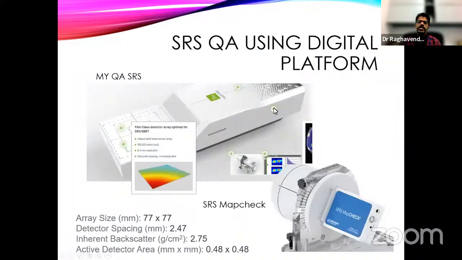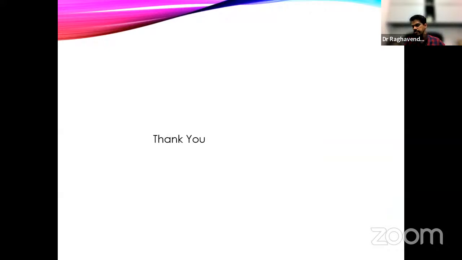Some of them are available as of now, like the MyQA SRS by IBA or SRS MapCHECK. They all have very high resolution, like 0.4 to 0.48 millimeter in the isocenter plane. So maybe a good choice. The best choice for the patient dosimetry is the film, and that is what actually has to be seen very seriously. So thank you very much.